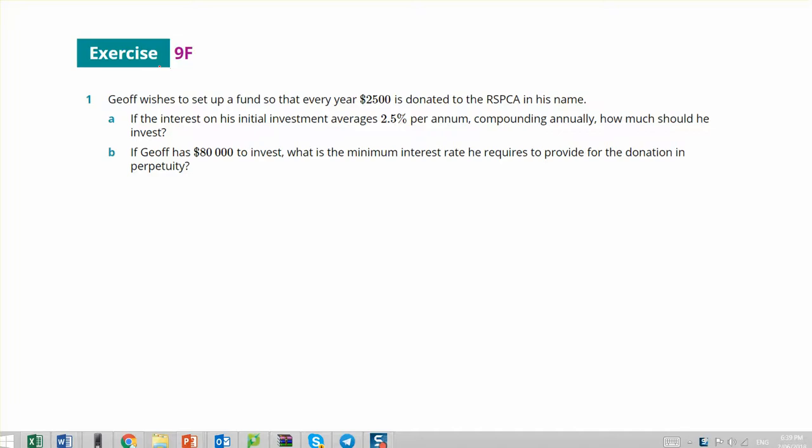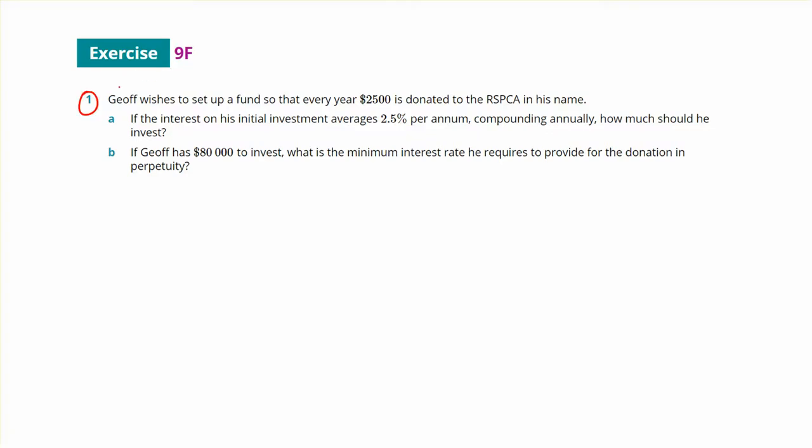This is for Year 12 Further Maths. We're going to look at exercise 9F question 1. So these questions are to do with perpetuities.